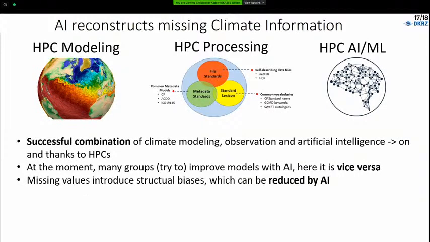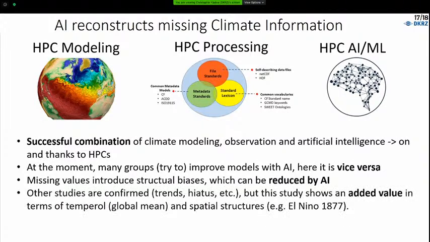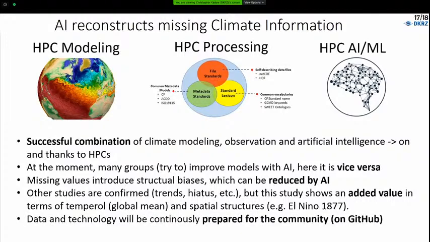Missing values introduce structure biases, which can be reduced by the AI. Other studies are confirmed, but we see some added value and some combined signals, which look pretty good till now. I'm pretty sure the climate community will have a look at these data sets and will analyze them a lot. The data and the technology will be continuously prepared for the community.